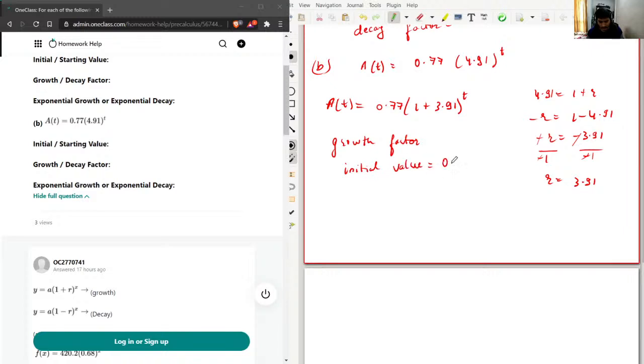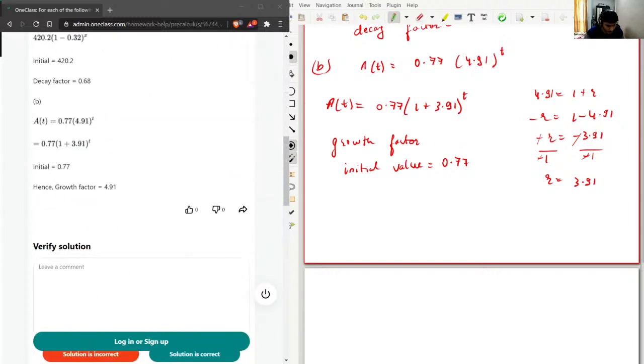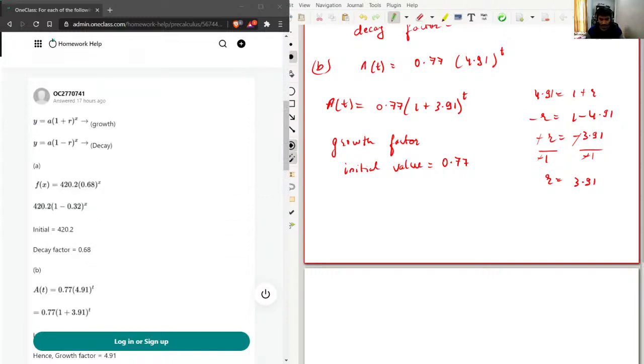So the initial value will be 0.77, the value outside the bracket. And let me just check the growth factor. Yeah, the growth factor they have also given correctly, which is 4.91.